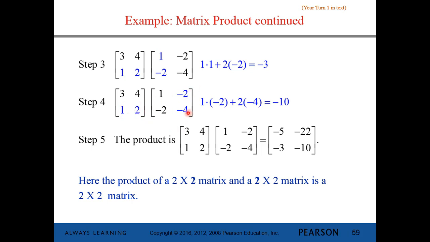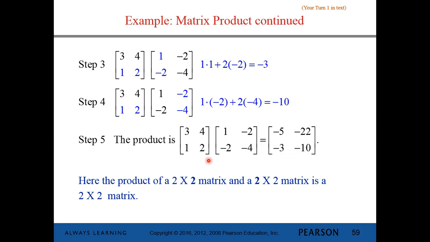2 times -4 is -8. So that's going to be -10. Okay. So when we multiply these two matrices, we get another 2 by 2 matrix. And these are the elements: 5, -22, -3, -10.